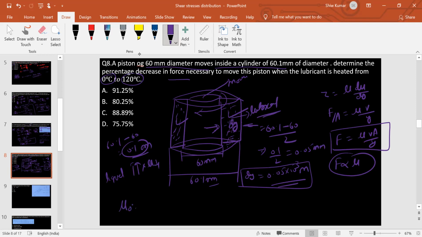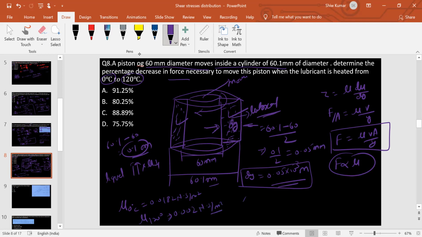It's given that mu at 0 degrees Celsius is 0.0182 Newton second per meter square. And one more data is given here: mu at 120 degrees Celsius is 0.002 Newton second per meter square.